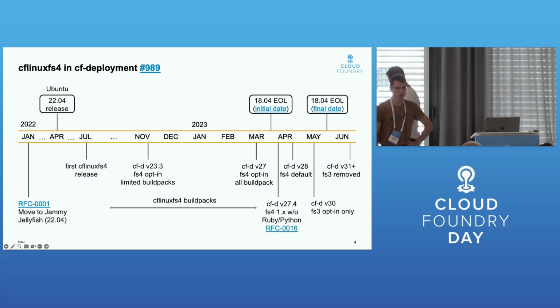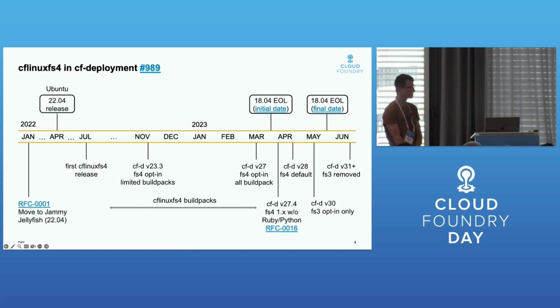How was the new stack introduced into cf-deployment? It all happened with the very first request for change, RFC 001, beginning of last year, January 2022, where the decision was taken by the Technical Oversight Committee to switch from Bionic to Jammy, leaving out the intermediate 20.04 release provided by Canonical. It also laid out the work packages and a time plan, etc., so that all the working groups know what to do. In April, this Ubuntu release, Jammy Jellyfish, was released so that we had now the foundation to start the work. And in July, the first cflinuxfs4 release was actually cut and published.